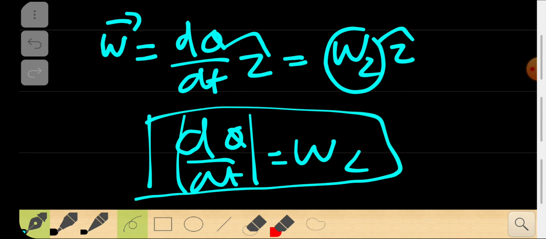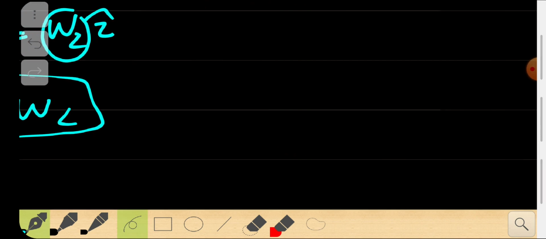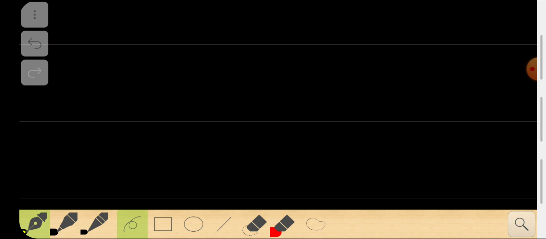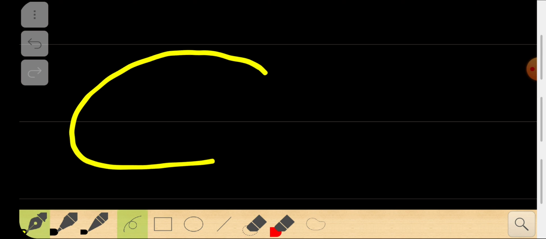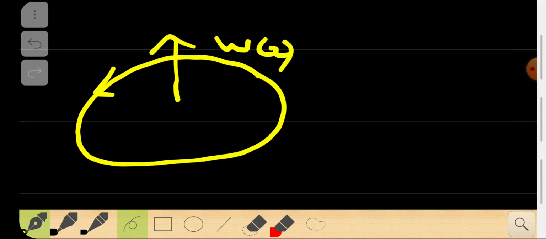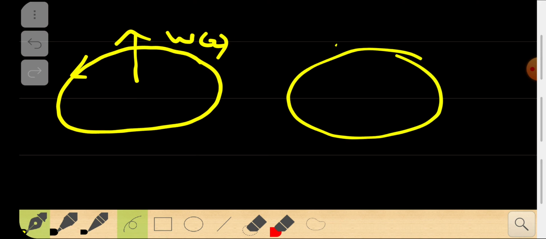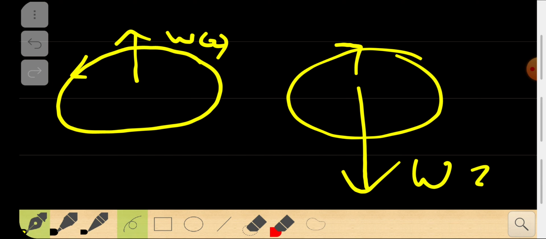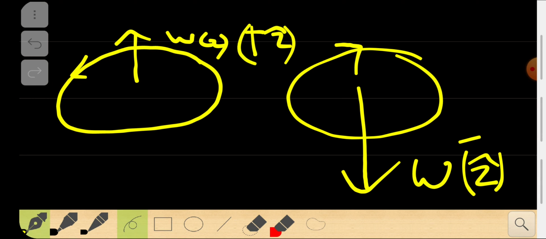So that's about omega. Now if you want to have a visual representation of that, if you are rotating like this in this plane, then you can clearly say that omega, using the right-handed thumb rule, will be in the up direction. And if you are rotating in the opposite direction, omega will be facing down. So omega will be in the minus z cap direction in one case, and in the plus z cap direction in the other, if you choose it in such a way.